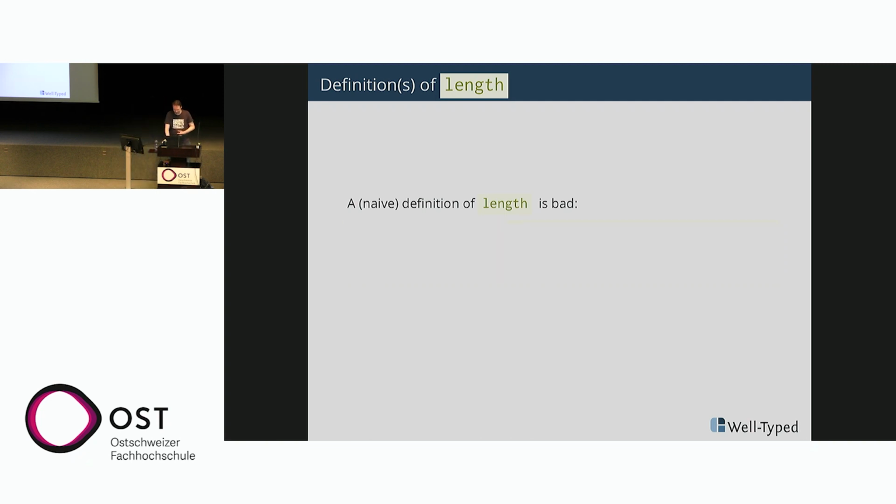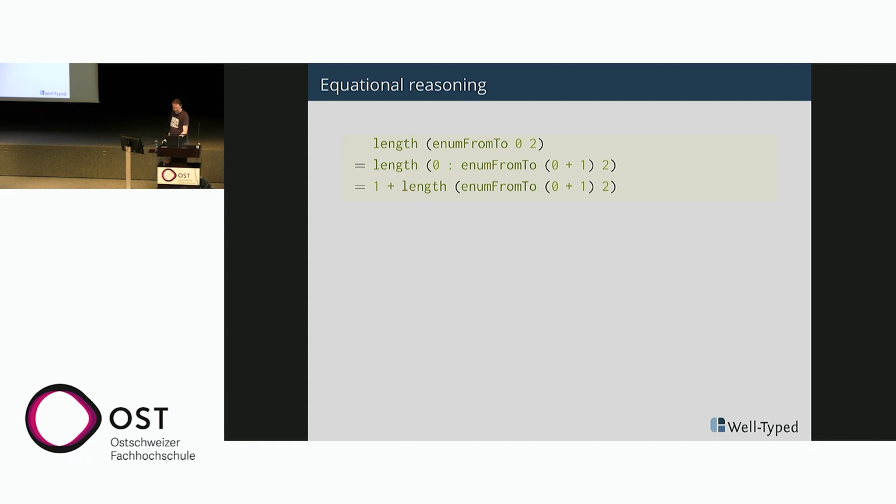Why does it not work very well? Because if you do equational reasoning, you get to the point that you're reducing length of 0 cons enumFromTo 2 to 1 plus the length of something, and now 1 plus is not reducible, we have to go on with the length. Then you reduce that again, and you get 1 plus (1 plus something), and we can still not reduce anything.